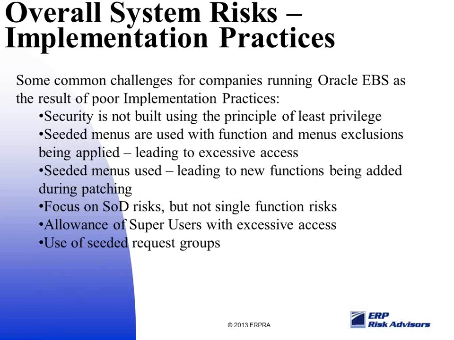A couple more things here, more on the implementation side. So this is talking about implementation practices that are more of the common challenges. Security is not built using the principle of least privilege. So more often than not, security is built from a principle of greatest privilege, and it's reduced, i.e. a principle of greatest privilege starts with the use of a standard super user menu. And a lot of times organizations will use menu and function exclusions to get that down to what they believe is an acceptable level of security.